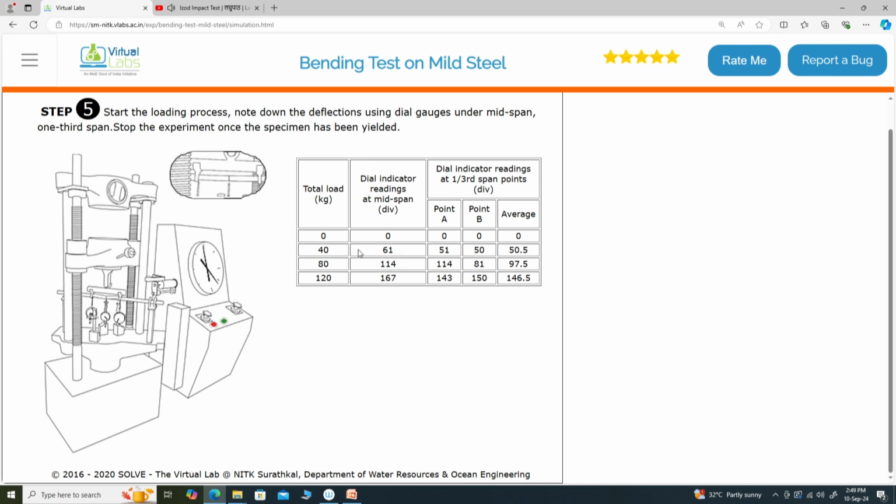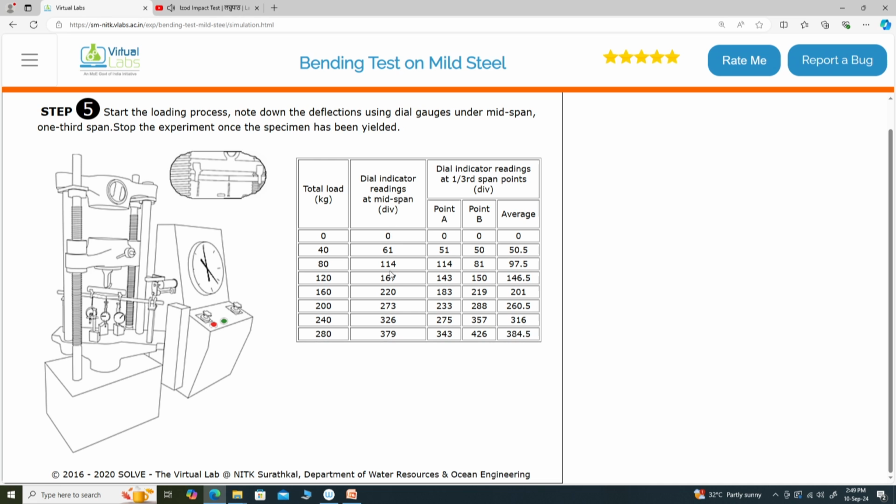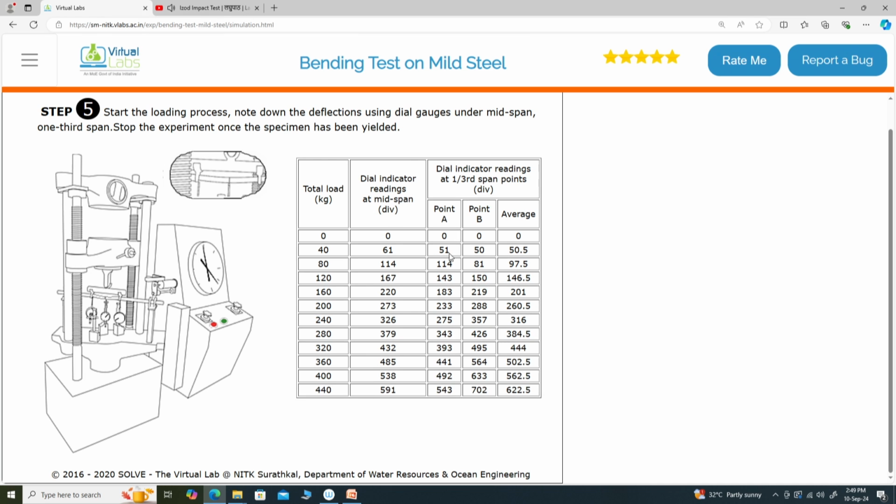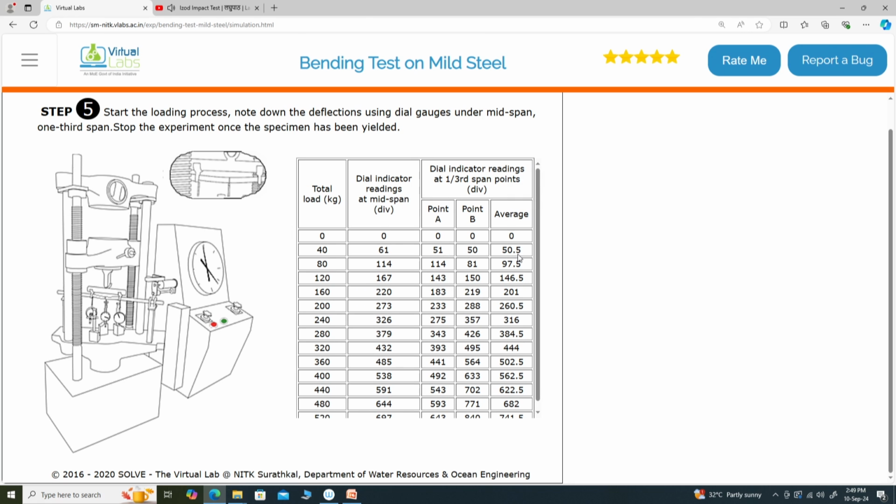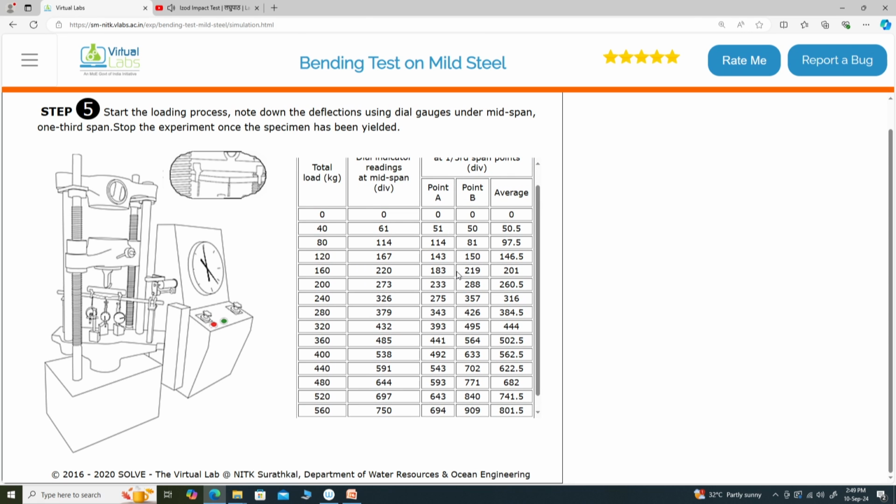So load is being applied. The total load dial gauge at mid span is changing here. This is dial gauge at mid span. Point A and point B are 1/3 spans. So both of the points are there. We take average of the 2 points and the loading is happening gradually here.